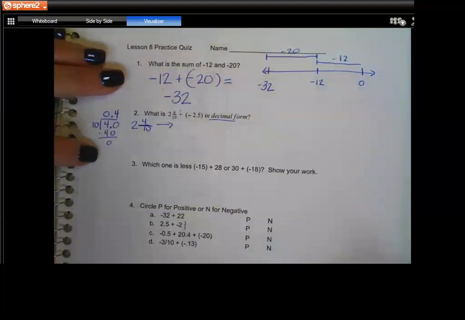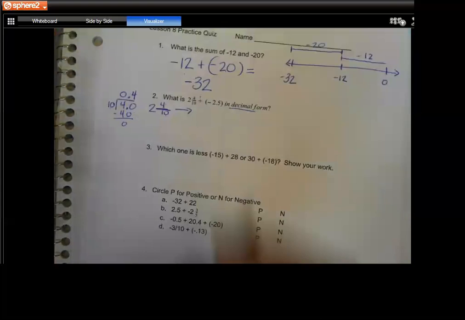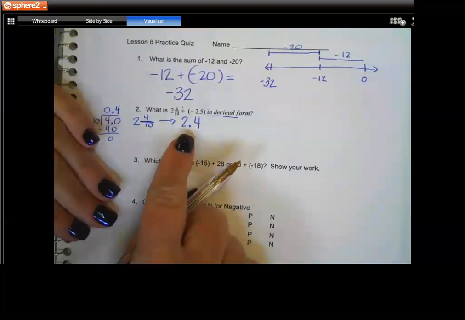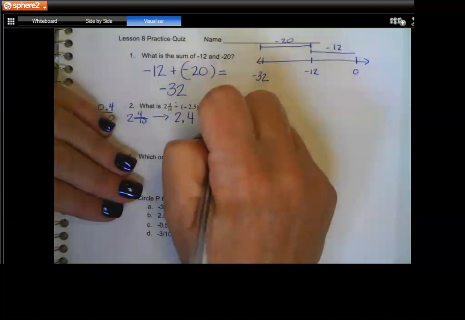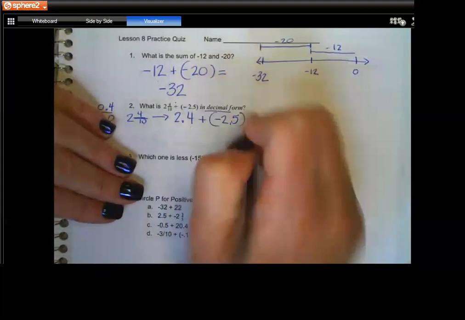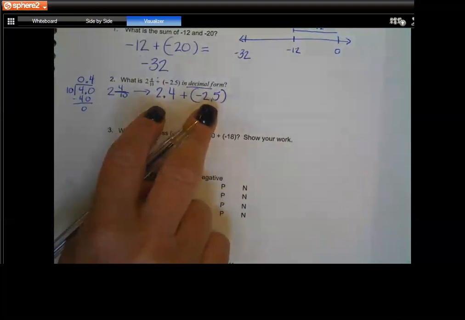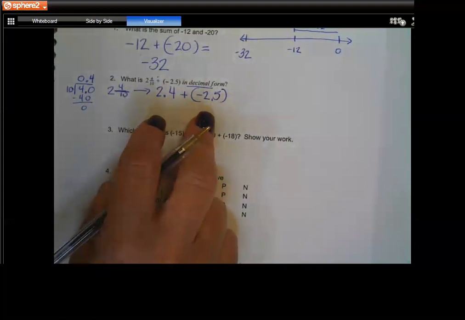So there's one method. Or as you guys know in the decimal world, the 10th place is right to the right, one place value to the right of the decimal point. So this would be 2 decimal point 4. So that's what that looks like. So now my problem is 2 4/10 plus a negative 2 5/10. Okay. Now, when you add two numbers that have different signs, a positive and a negative, you don't add them, you subtract them. That's the process.